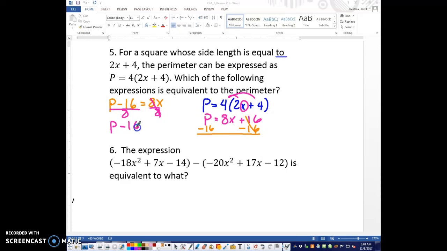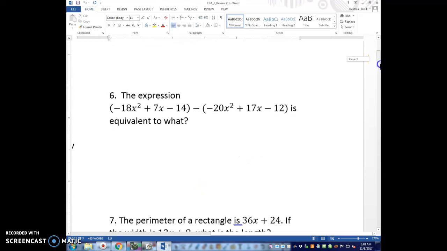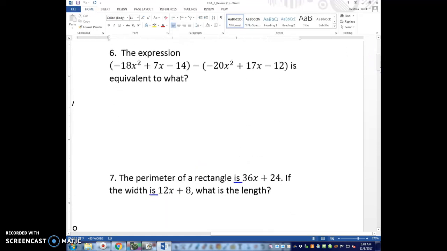P minus 16 over 8 equals x. Okay? That's all you're doing there. All right, number 6. Be sure if you're confused by any of these problems that you go back and watch it again. Number 6, the expression of this is equivalent to what?